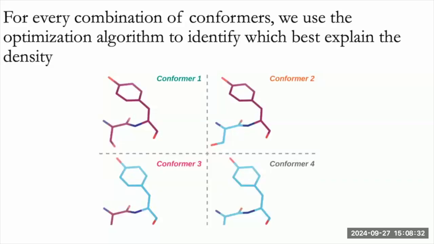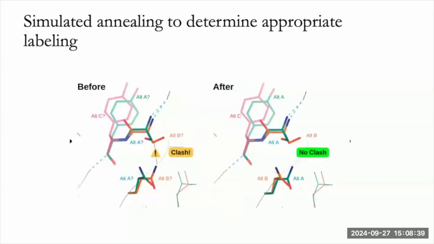So for every single combination of conformers, we then do the optimization algorithm again. And finally, we end with simulated annealing to determine the appropriate labeling. This goes back to how this is encoded in the PDB: an A alternative conformation can see an A alternative conformation, but a B cannot see a B when they're locally together. So you have to be able to label them correctly.